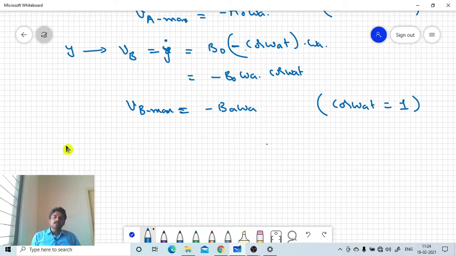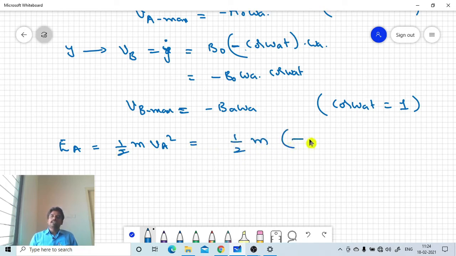Now, the energy of pendulum A is equal to half m va square. This uses the individual maximum velocity of the pendulum we are taking. So it is half m va square, that is equal to half into the mass of the pendulum times minus a naught omega a whole square, which equals half m a naught square omega a square.